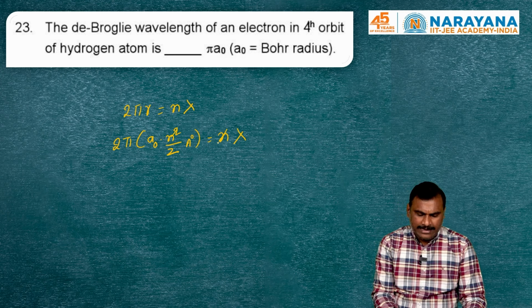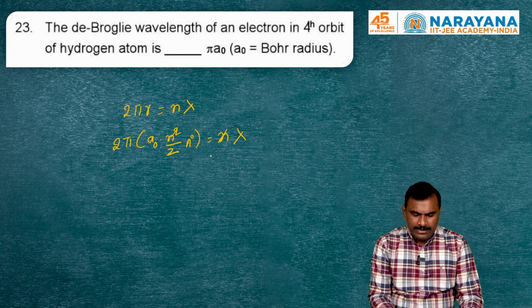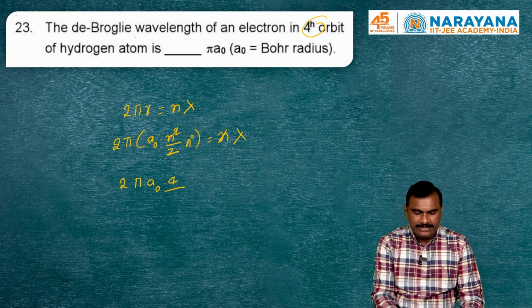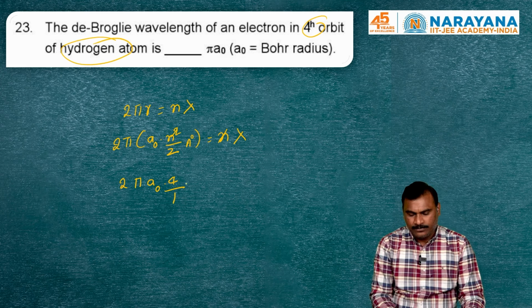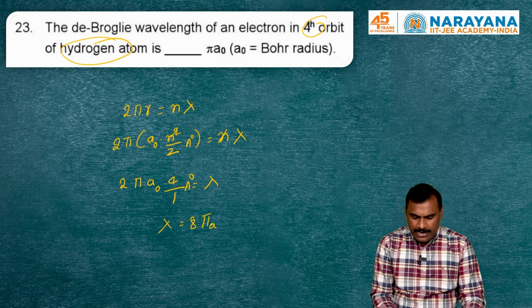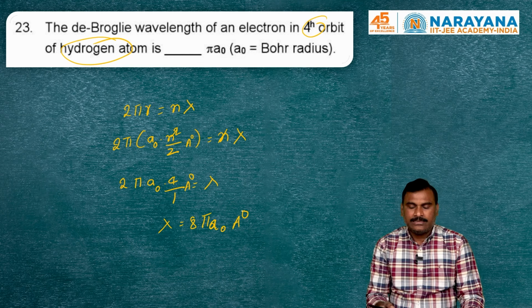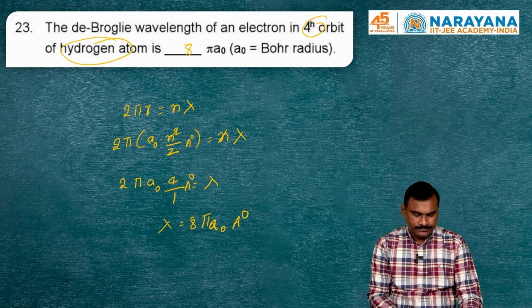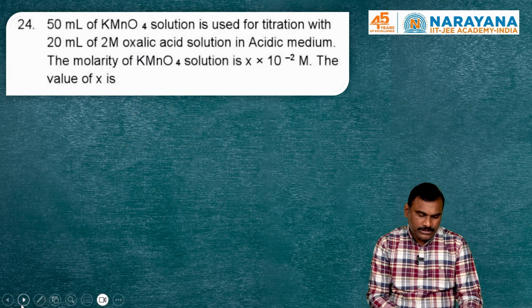So this n gets cancelled. Now you want only the lambda value: 2 pi a naught into n, with the fourth orbit of the hydrogen atom, that is lambda in angstroms. Therefore the answer should be 8 pi a naught angstrom. The answer should be in angstrom, but it was not mentioned, so the answer should be 8. Now let us go for the next question.